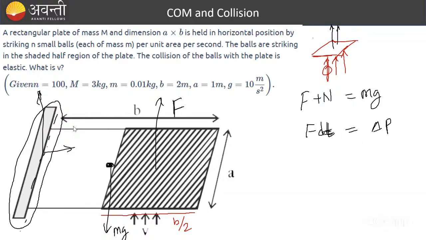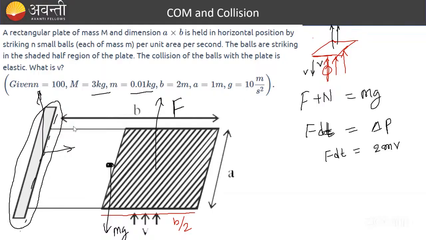Since this is a wall sort of situation, the bullet's mass is very small. Its mass is 0.01 kg and this is 3 kg, so this is almost 100 times bigger, right? So if the bullet is coming with velocity v, it will also go with velocity v in an elastic collision. We already know this, right? So the change in momentum is going to be how much? 2mv. And this is equal to Fdt.